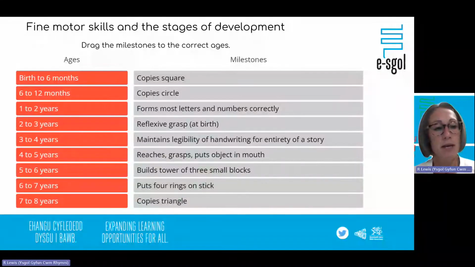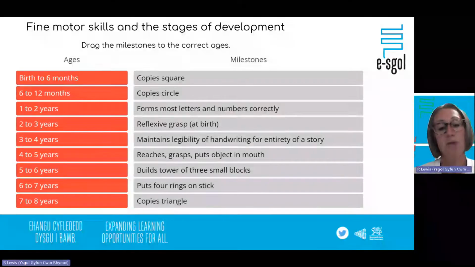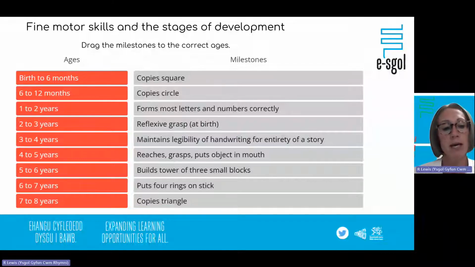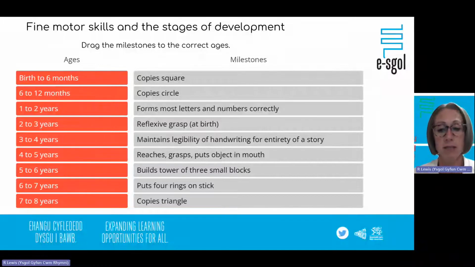In the same situation then, I've tried to do something related to our fine motor skills and the stages of development. So we're ranging now from birth all the way through to 8 years of age in terms of, right, in grey we have milestones. Can we perhaps pause this video and try and change the order so we naturally progress through these milestones in the expected development?